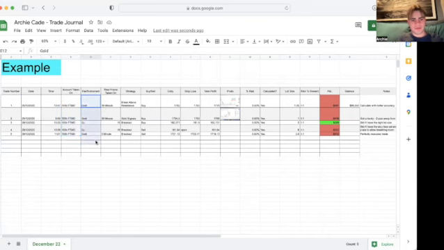Okay, the pair or the instrument, of course, this will vary. The time frame it's taken on. Okay, because then what you can do is you can back test and check which time frames you've been performing better on. The strategy that you've been taking. Okay, so I've got a few different strategies at the moment. I've got a breakout strategy, I've got an intraday trading strategy, and I've got some expert advisors. So I've got a few different approaches.